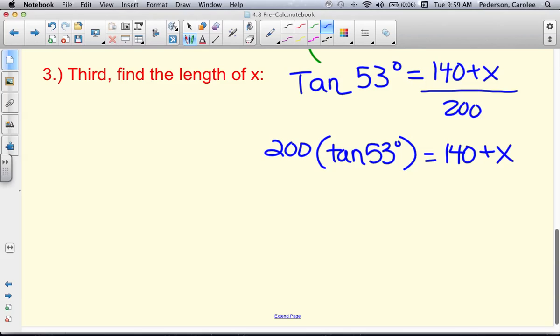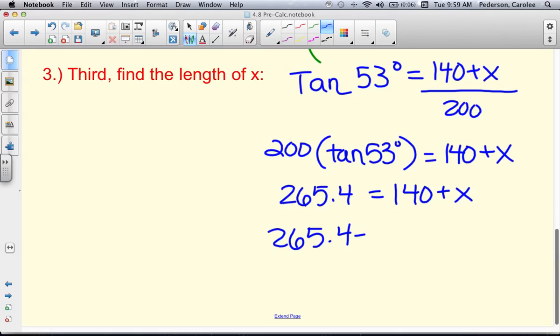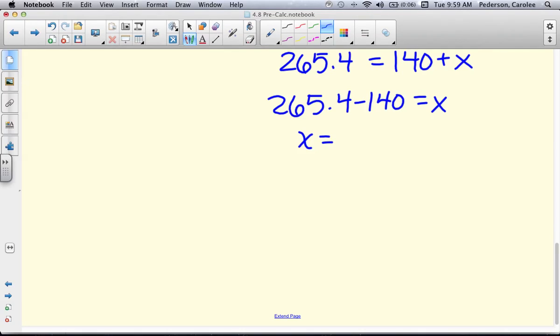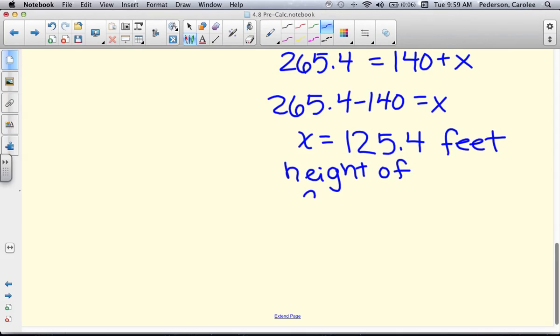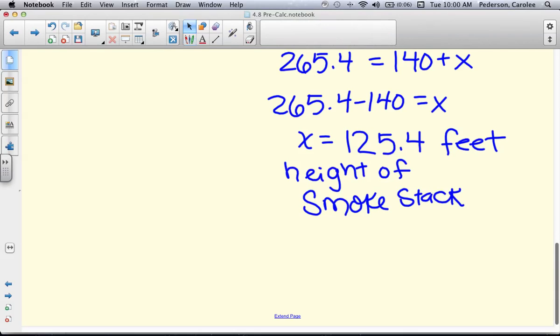And then what? Okay, so what's 200 times the tangent of 53 degrees? 265.4. And then subtract 140. Okay. So x equals 125.4 feet is the height of the smokestack. All right, one problem left.